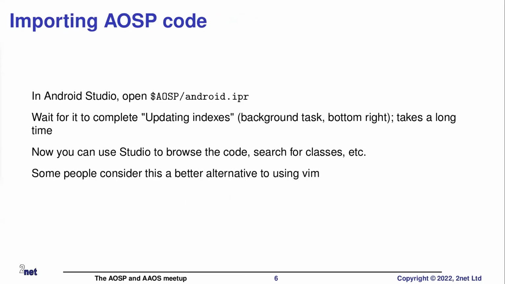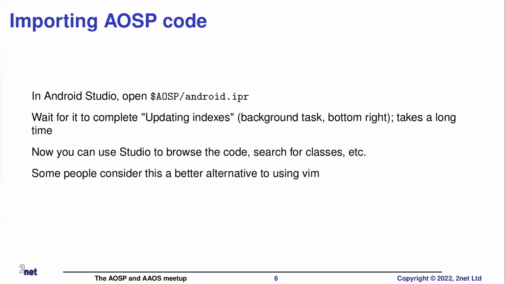Then in Android Studio, you just open up that Android IPR file that was generated using IDE Gen. It will then spend the next 2 or 3 hours indexing everything. So it's best to do this and then go away and have lunch and walk the dog and a few other things. But eventually, when you come back, you should find it's indexed the entire code base. You can then do all the navigation of the code using your favorite Android Studio procedures.